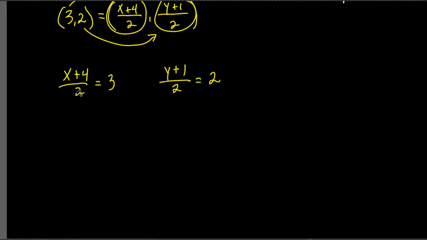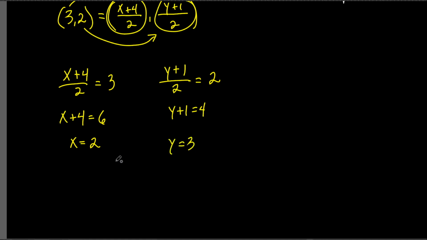We can do this easy. Multiply by 2, what do you get? 6. Everybody see that? You get rid of something that's being divided by doing the opposite, which is multiply. So you multiply by 2, subtract 4, x is what? 2. Do the same thing here. Multiply by 2, you get 4. Subtract 1, y is 3.